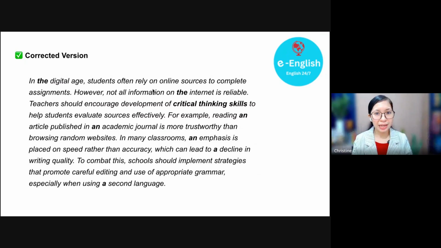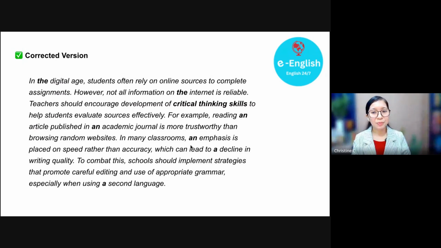In the digital age, students often rely on online sources to complete assignments. However, not all information on the internet is reliable. Teachers should encourage development of critical thinking skills. No article needed here to help students evaluate sources effectively. For example, reading an article published in an academic journal is more trustworthy than browsing random websites.